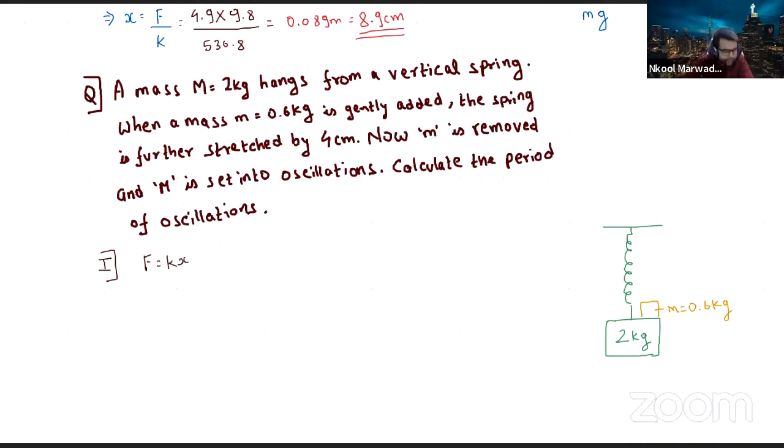Spring constant is not given here, but I know that here F is the mg. I can write mg is equal to kx, and mass is 2. I can write 2g is equal to kx. So this is the first scenario. I got one equation for it.